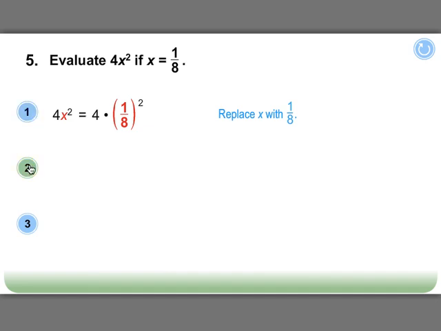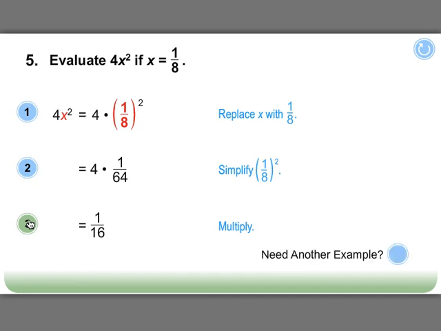Okay, all right. So 4 times 1/64, right? Because 1/8 times 1/8 is 1/64. And then we have 1/16, because 4 times 1/64 is 1/16.